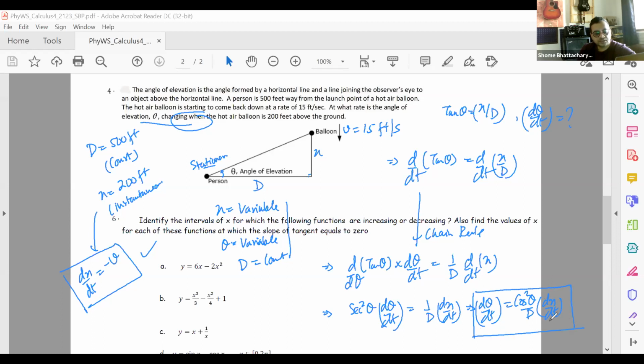Now in the formula, I have to substitute the value of d, which is directly 500 feet. I have to substitute the value of cos theta, so I'm coming to that. For that, you have to look at this triangle. And dx by dt will be substituted with minus v, that is minus 15 feet per second. If you're writing this down, just note down up to this step. Then we will see the substitution of these values.